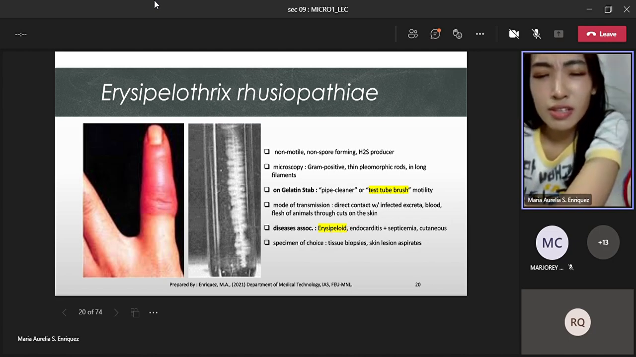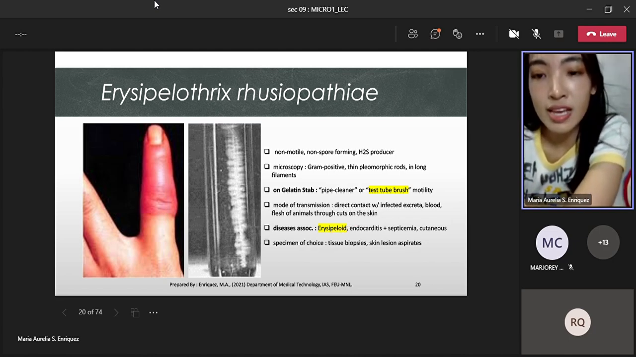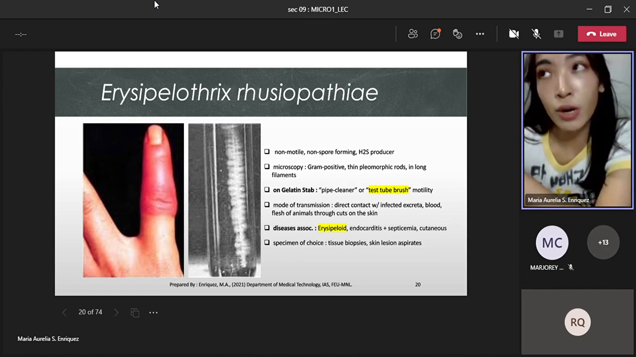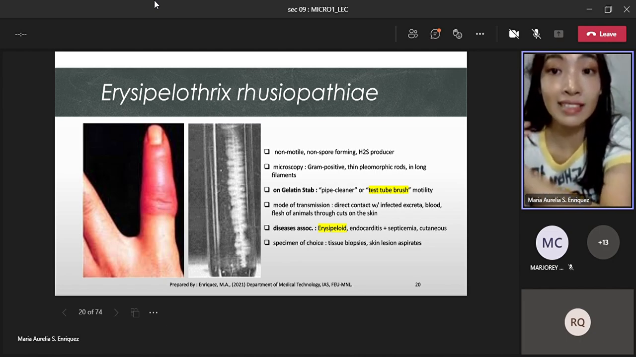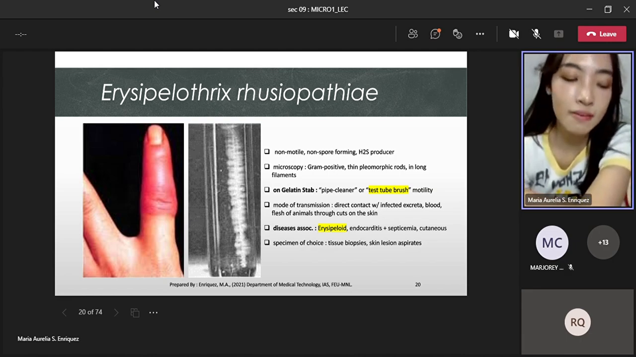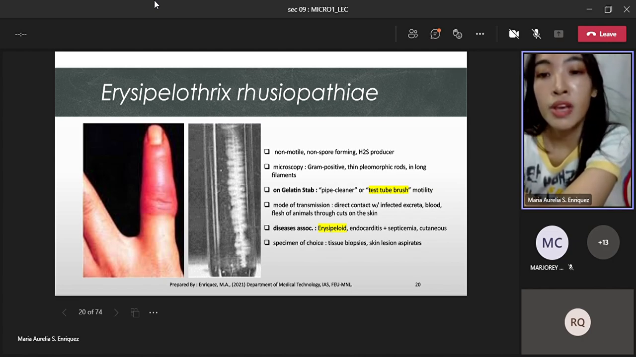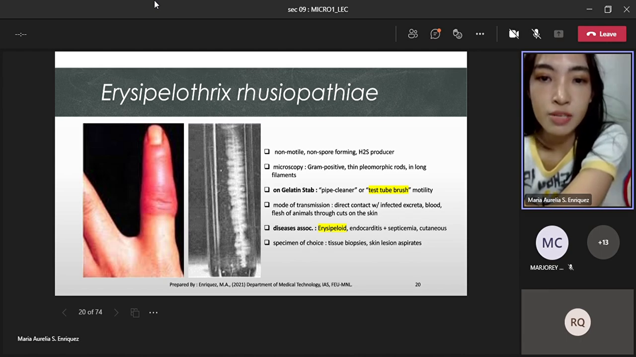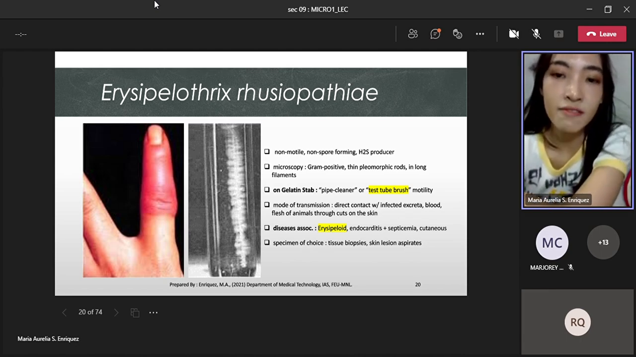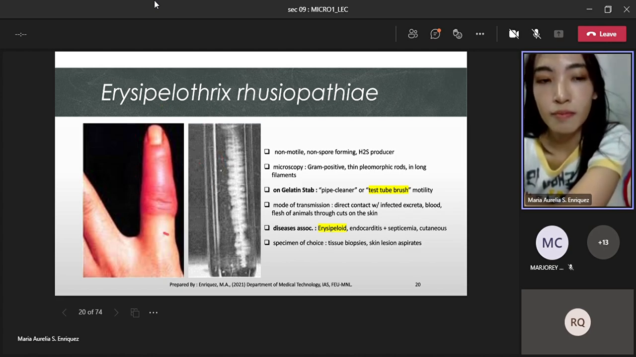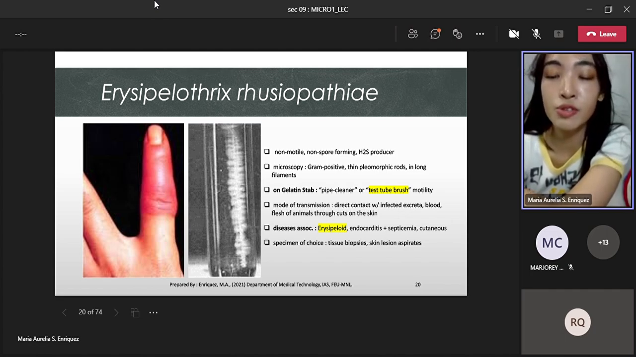Okay, so the lesions are usually seen on the hands or fingers because the organism is inoculated through work activities. So, di ba, nabanggit natin that Erysipelothrix rhusiopathiae is acquired through occupational exposure. So the incubation period is approximately 2 to 7 days, and the infected area is painful and swollen, as you can see right here.